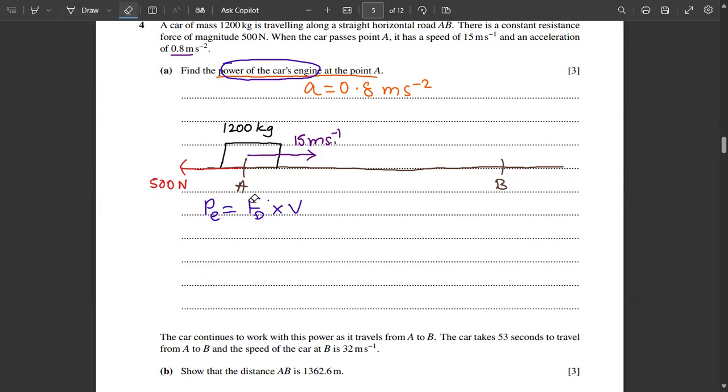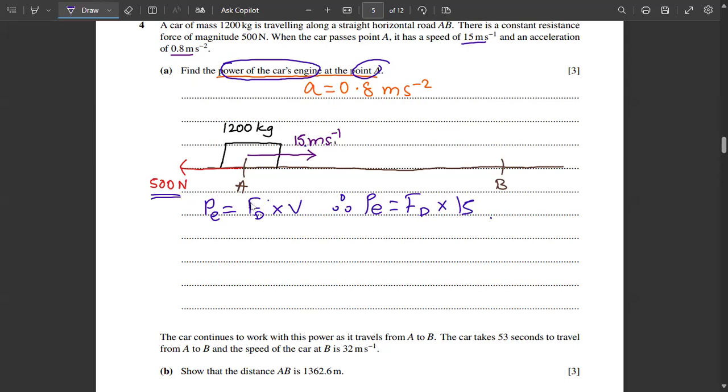And that force will be the driving force. Don't get it confused with resultant force. The resultant force will be the driving force minus this resistance force, which is 500. So now we have to find the power of the engine. We know the velocity at point A is 15 meters per second. So V is 15, and we can write: power of engine is driving force into 15.